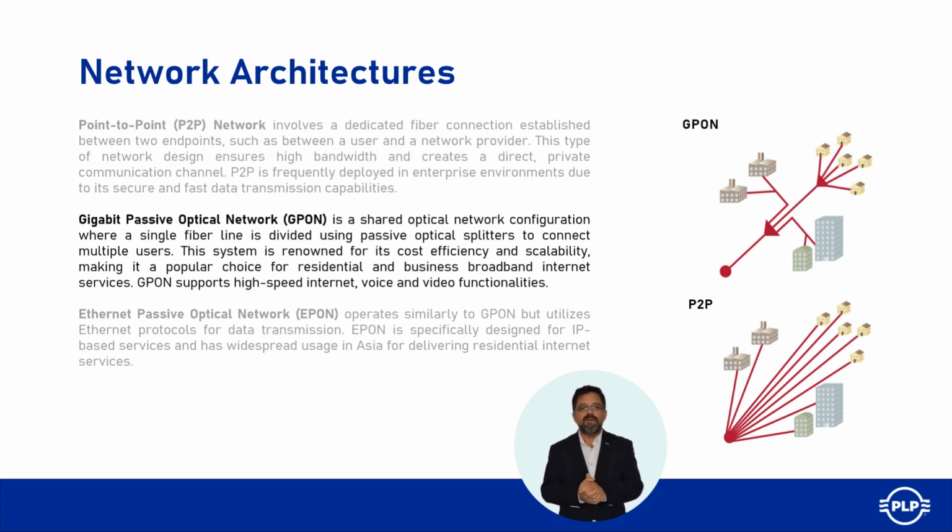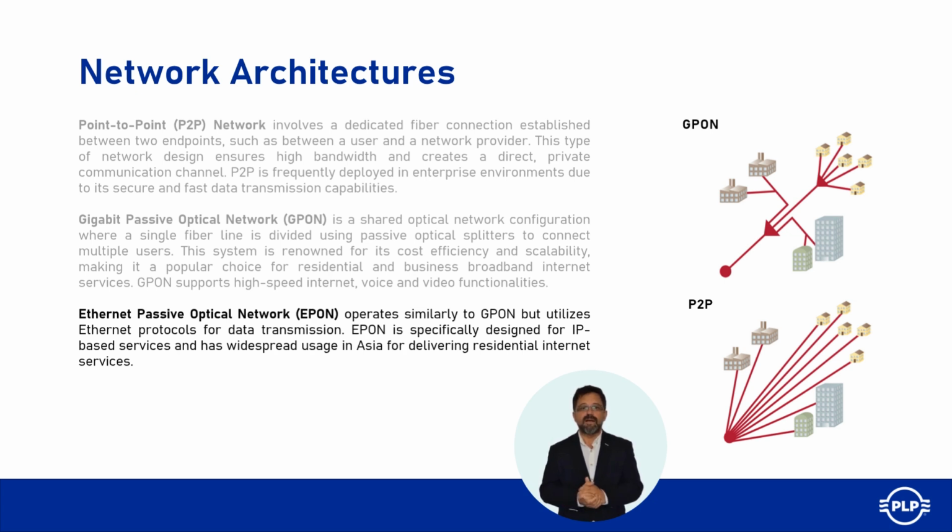Next, we have gigabit passive optical network, a shared optical network where a single fiber line is split using passive optical splitters to serve multiple users. It offers cost efficiency and scalability, is typically used for residential and business broadband internet, and supports high-speed internet, voice and video services. Another used option is Ethernet passive optical network, similar to GPON but uses Ethernet protocols for data transmission, designed for IP-based services and widely used in Asia for residential internet access.